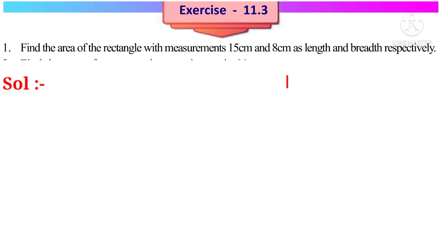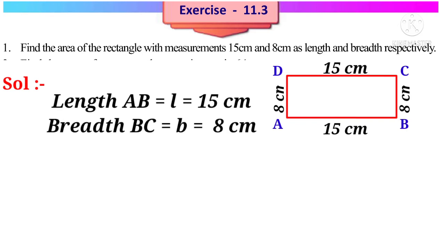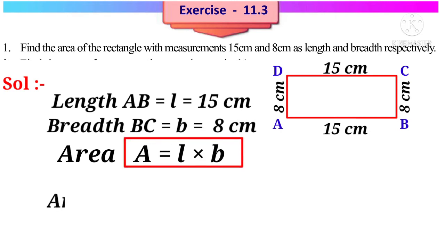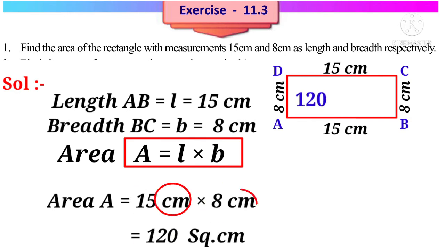Solution. Take the picture of a rectangle ABCD. Length AB is equal to L is equal to 15 centimeters. Breadth BC is equal to small b is equal to 8 centimeters. Area A is equal to L into B. So A is equal to length 15 centimeters into breadth 8 centimeters, that is 15 into 8 is 120. Centimeter into centimeter is square centimeter, 120 square centimeters is the area of the rectangle.